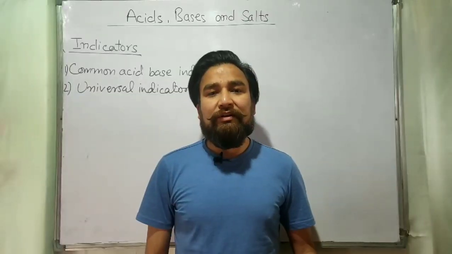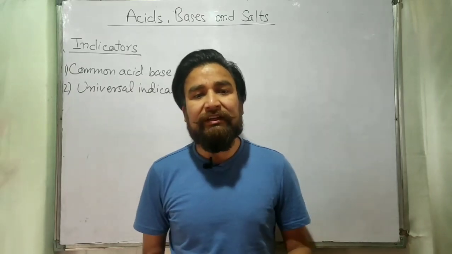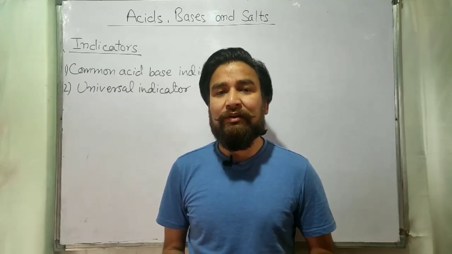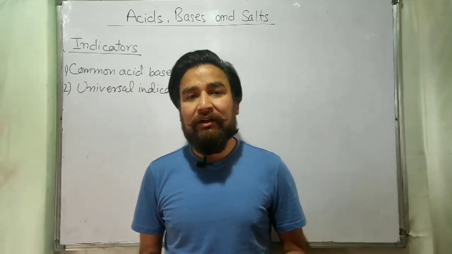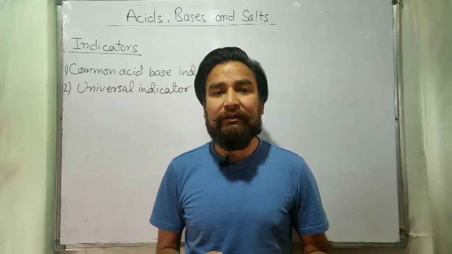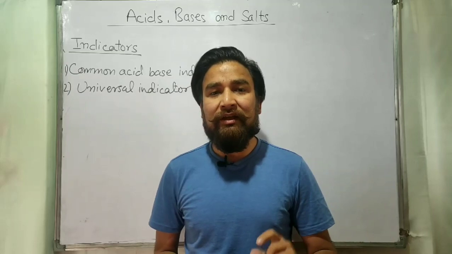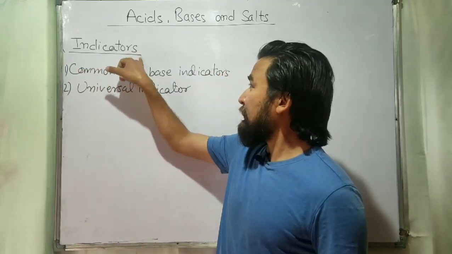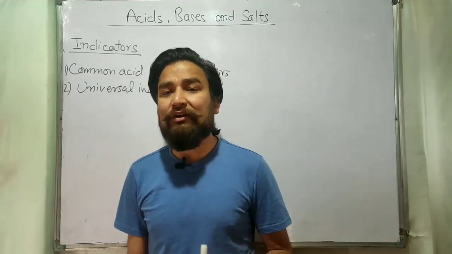Hello everyone, this is the fourth video of acids, bases and salts, and in this video we are going to discuss indicators. So what are indicators? Indicators are the chemical substances which change their color when they come in contact with an acid or a base. So that's how we can identify whether a substance is acid or base. From there the name indicator came, because they can indicate whether a substance is acid or base.